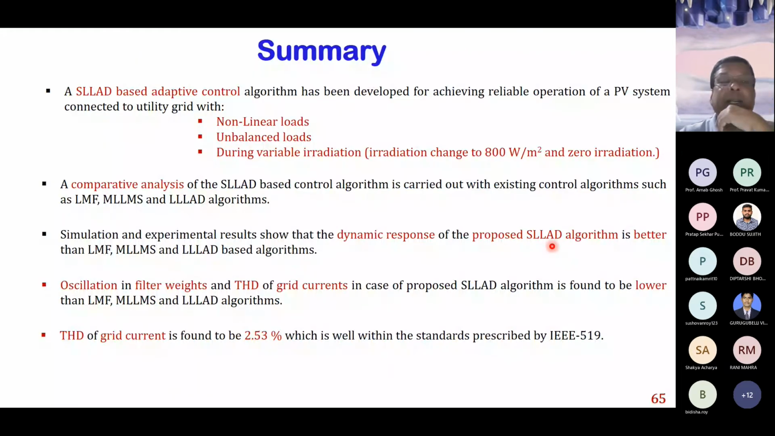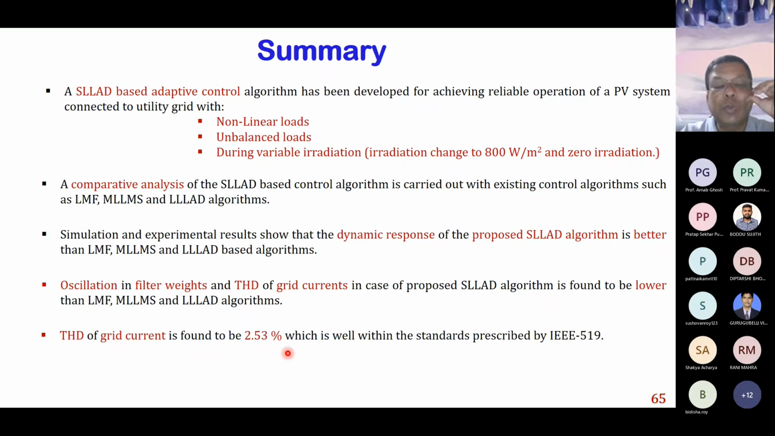The summary is that we verified this algorithm for different operations: non-linear loads, unbalanced load, and changing the irradiance between 800 and 0, and compared the performance with other adaptive filter-based algorithms. Simulation and experimental results show that the dynamic response of the proposed controller is better than the LMF, the modified leaky LMS and other adaptive filtering algorithms. The oscillation in the filter weights and the THD of the grid current are lower than the least mean fourth, modified leaky and other adaptive filter-based controllers.